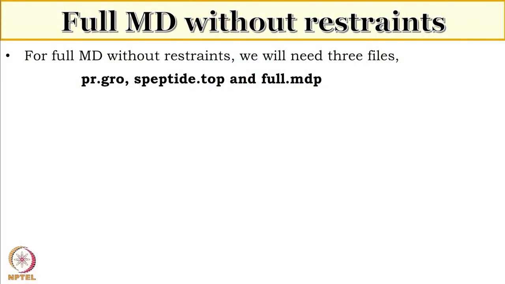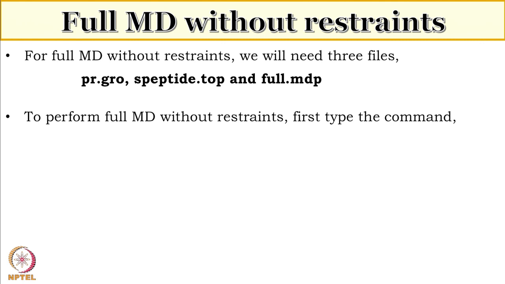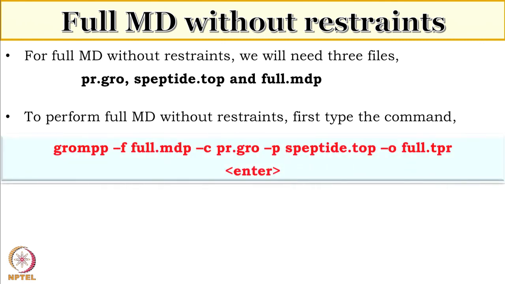Now we will perform MD without restraint, where we are allowing the peptide to move as well along with the solvent molecules. For this we need the GRO file from the position restraint MD, then the topology file, and the full MDP file. First we will generate the TPR file using the command grompp -f full.mdp, which is the molecular dynamics parameter file for full molecular dynamics simulation, then -c pr.gro, which is my position restraint GRO file, then -p peptide.top, which is the topology file, and -o, which is my output file, full.tpr.